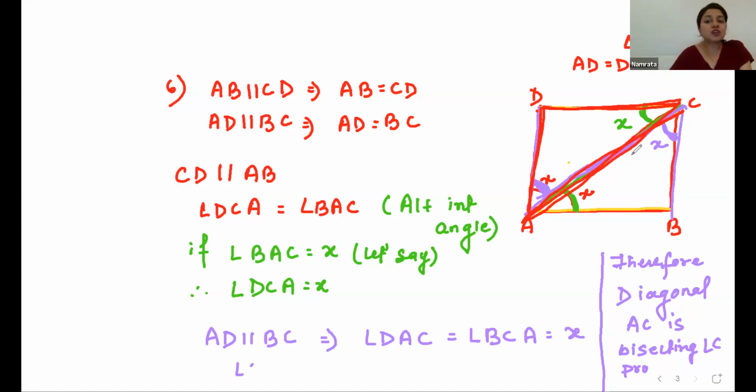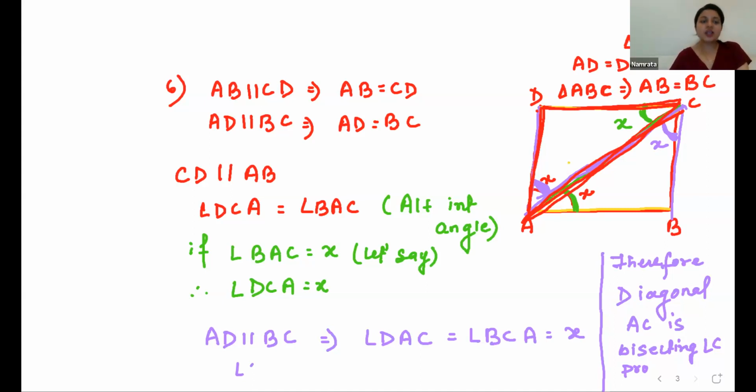Similarly, if we focus on the other triangle, that is triangle ABC, here we can also say that triangle ABC is also an isosceles triangle. Why? Because here also two angles are same and hence two sides will be same, right? So here we can say this implies the side AB must be equal to side BC.